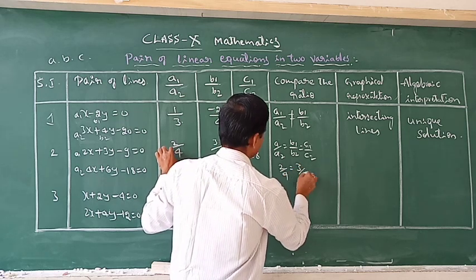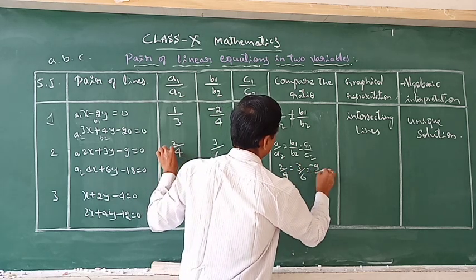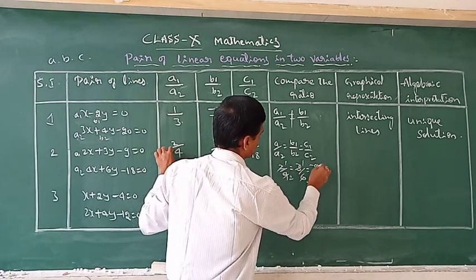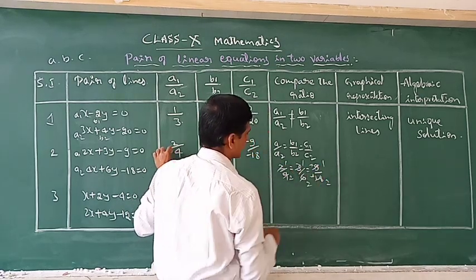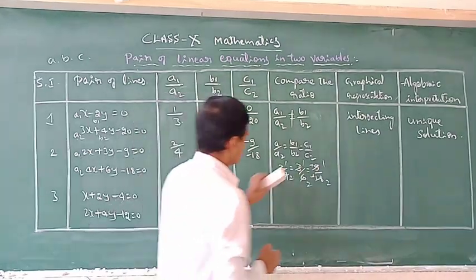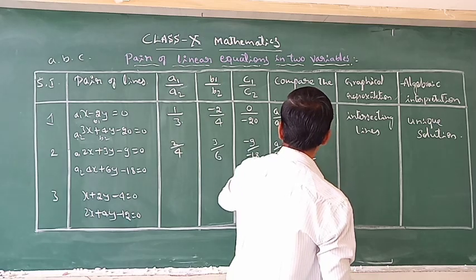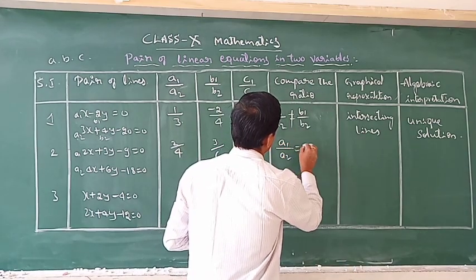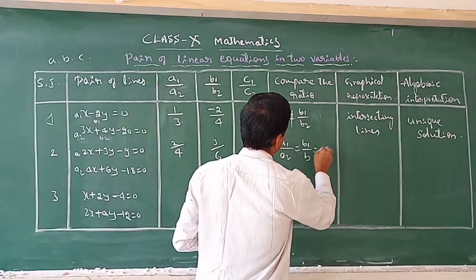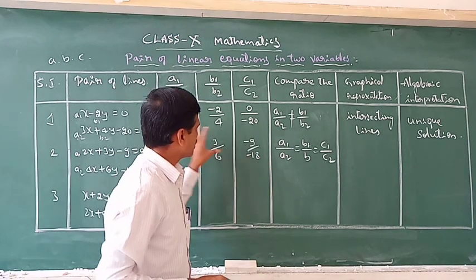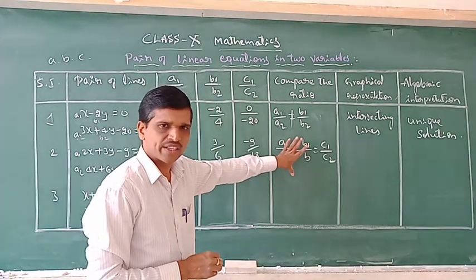It is equal to 3 by 6. Is equal to minus 9 by minus 18. So here 2 ones are 2, 2 twos are 4, 3 ones are 3, 3 twos are 6, 9 ones are 9, 9 twos are 18, because minus cancels. Means all these ratios are the same. Yes, these are the same. It means the ratios A1 by A2, B1 by B2 and C1 by C2, all the ratios must be equal to one another.